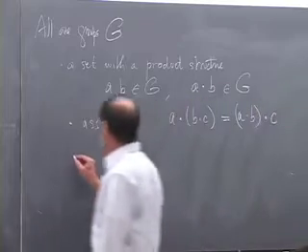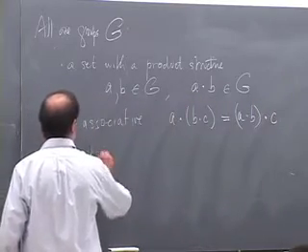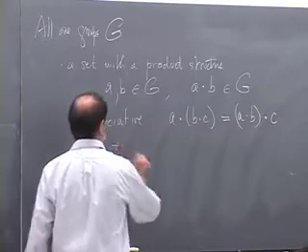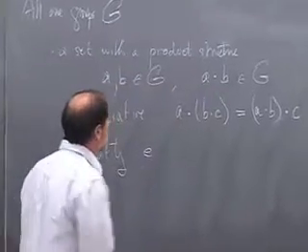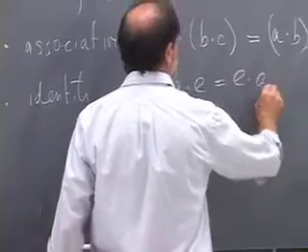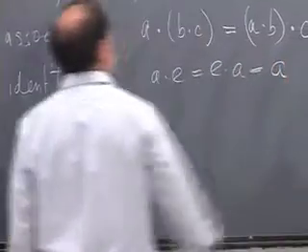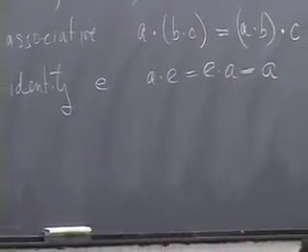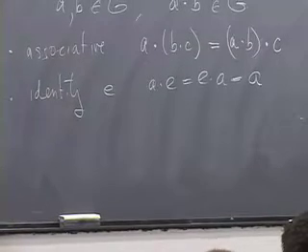And the second condition is the existence of an identity, which I'll denote E, which has the property that the product of any element with the identity is the product of the identity element with A, which is A. So every element, no matter how you product it with the identity, gives you itself.